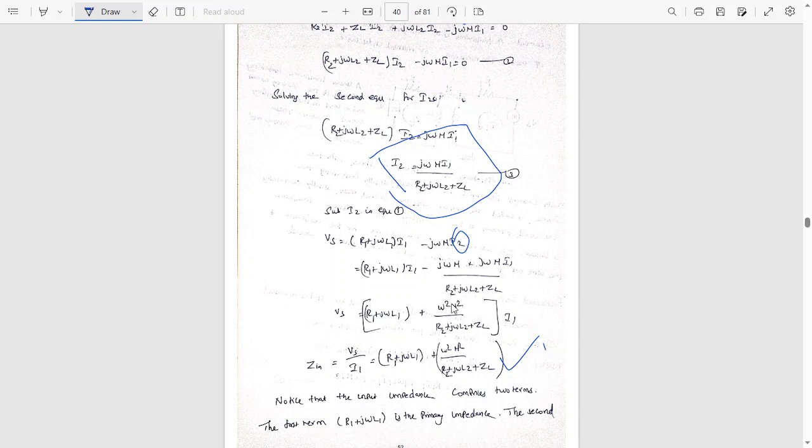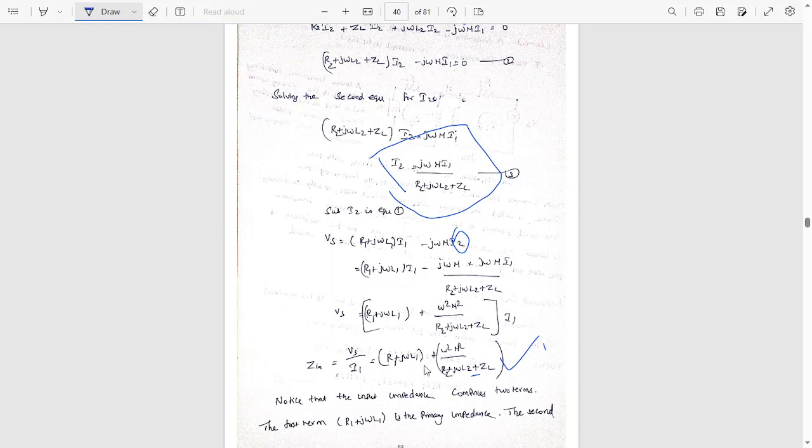So here I am going to take this I1 to the left hand side. So Vs by I1 will be equal to R1 plus j omega L1 plus omega square M square by R2 plus j omega L2 plus ZL. So this is what I'll get. In that case, this part is the reflected impedance.